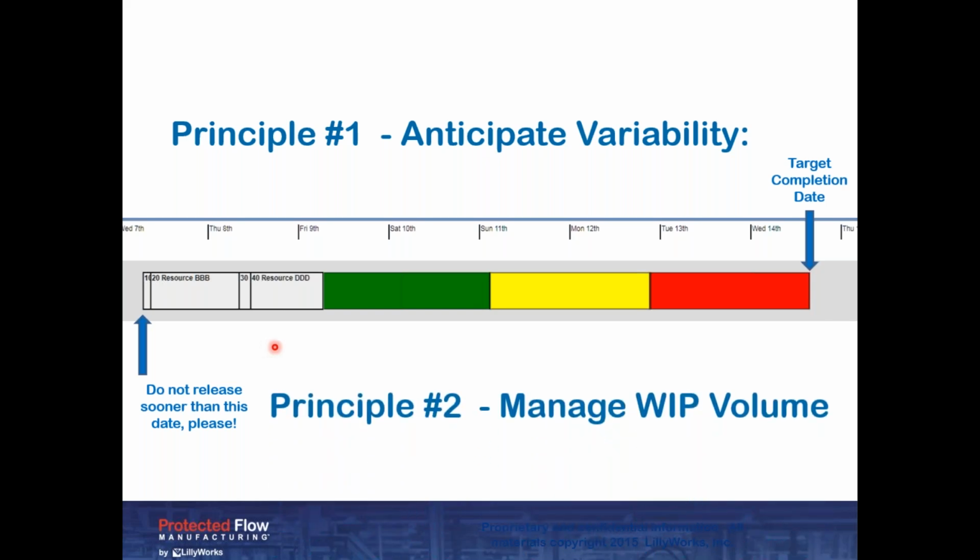Okay, so we're anticipating variability with time protection. That's protecting our due date. And with this edge of the execution plan, we're managing the overall WIP volume across all work orders, by controlling and managing when is the right time to send work out into production. Okay, those are the first 2 principles covered right there with the custom execution plan that's created for every job as it comes through in the ERP.